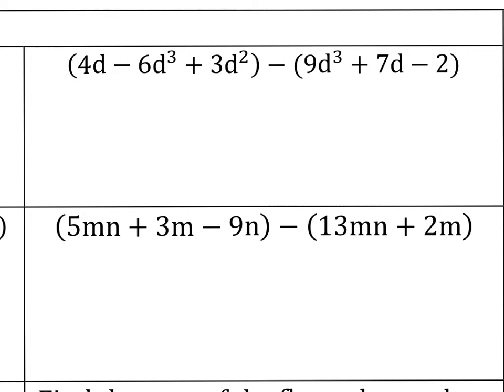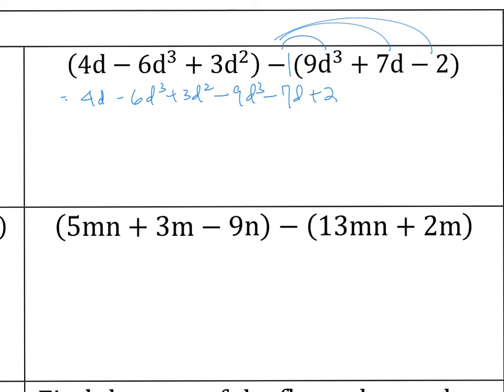And for this example, we also have to distribute the -1 here. So we copy 4d minus 6d cubed plus 3d squared. And then we distribute to get negative 9d cubed negative 7d plus 2. And again, combine like terms. So here we have negative 6d cubed with negative 9d cubed, and 4d with negative 7d, and everything else.